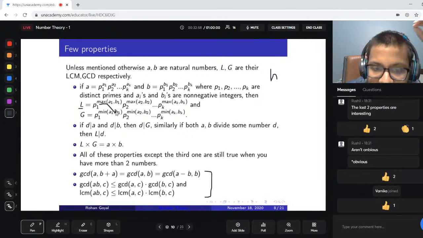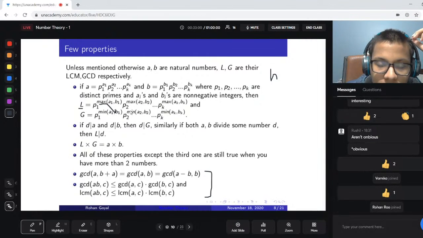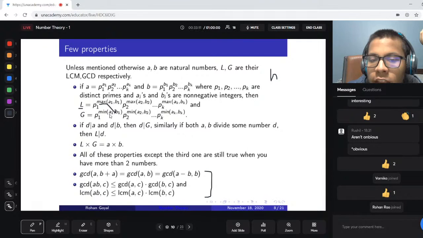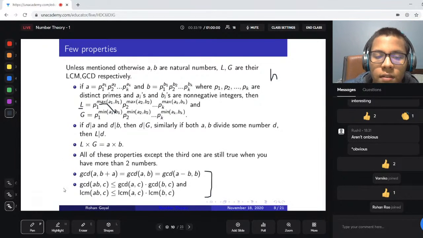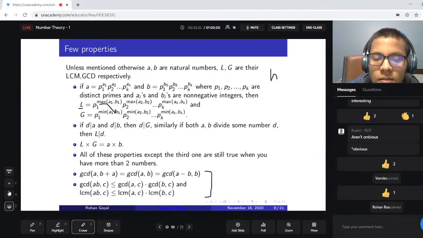Similarly, I want the maximum number here. If I take a larger power than the minimum, then the number won't be divisible by the GCD, which is an issue. And if I take a power lower than the minimum, then that's unnecessarily low. We are trying to find the greatest common divisor, not the lowest.